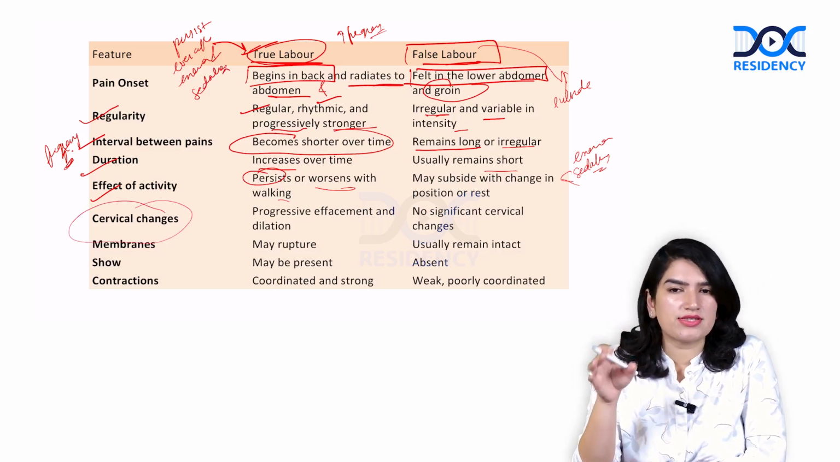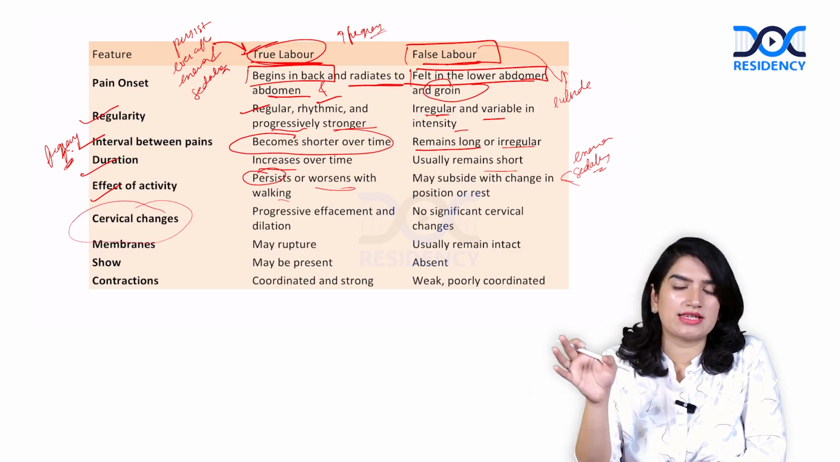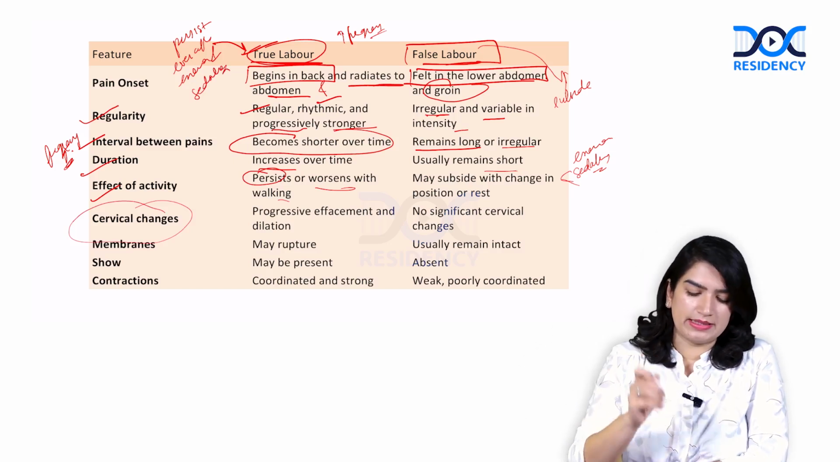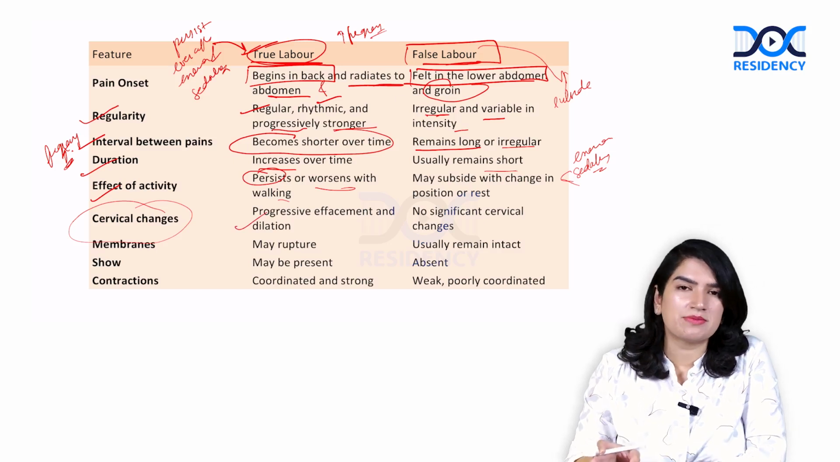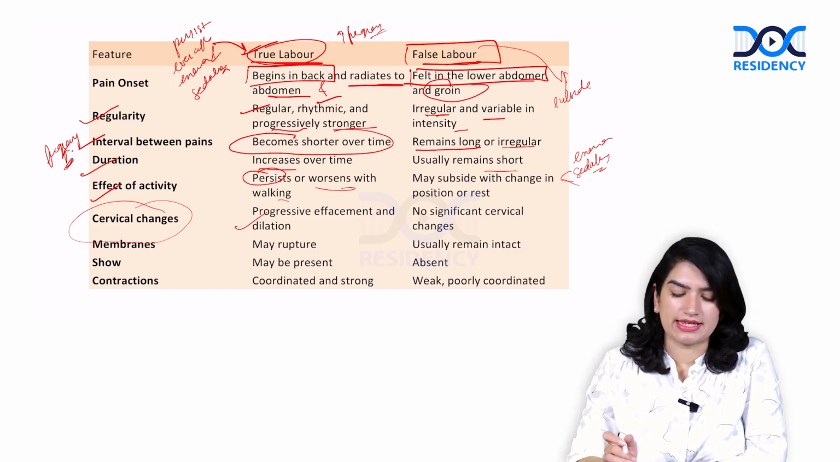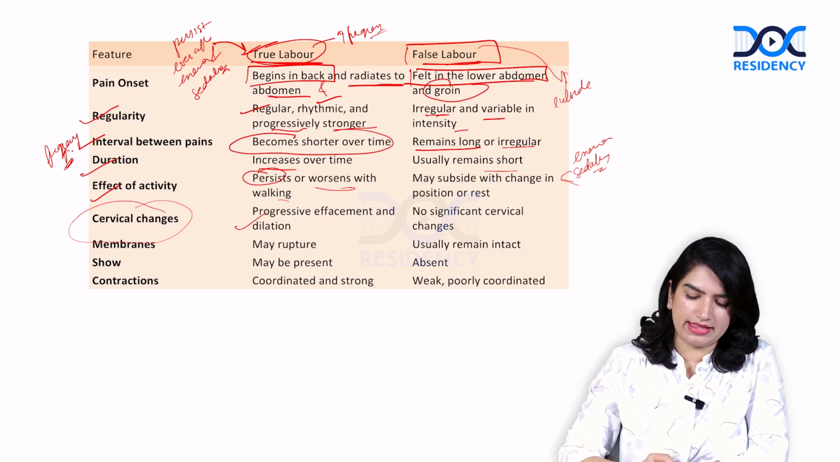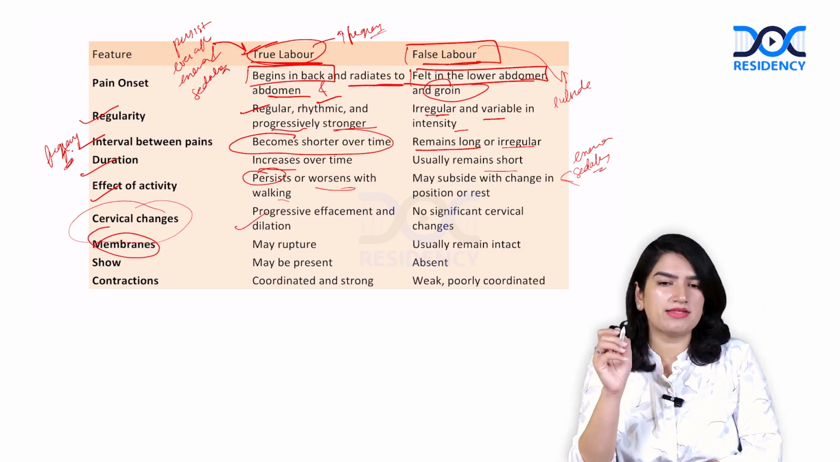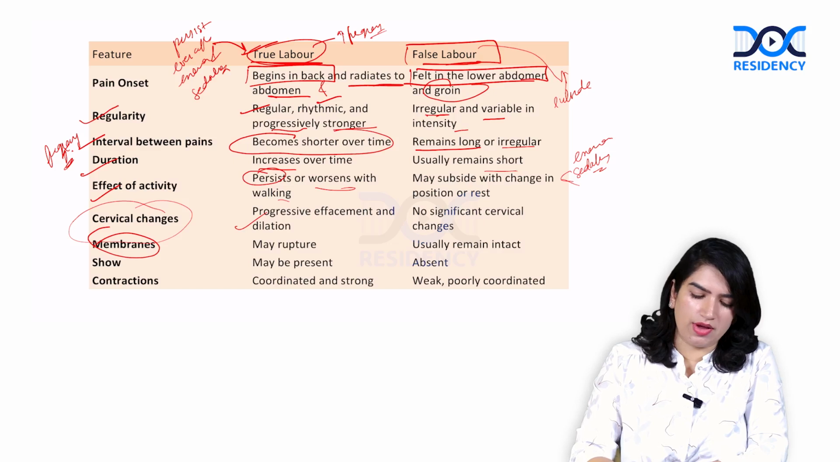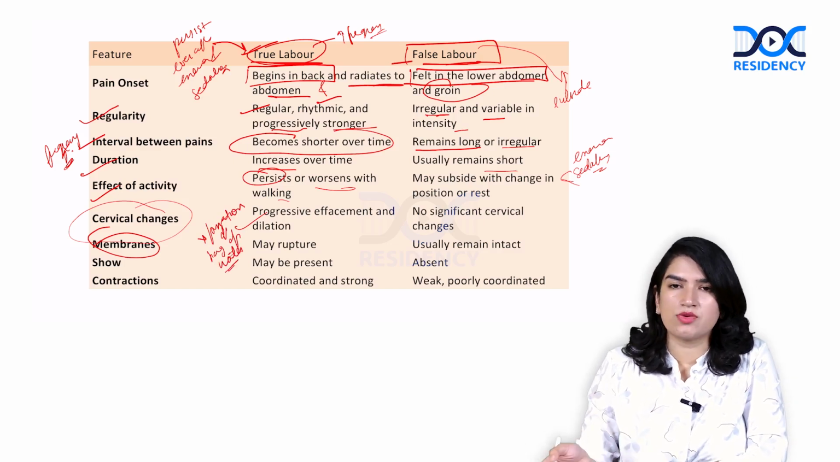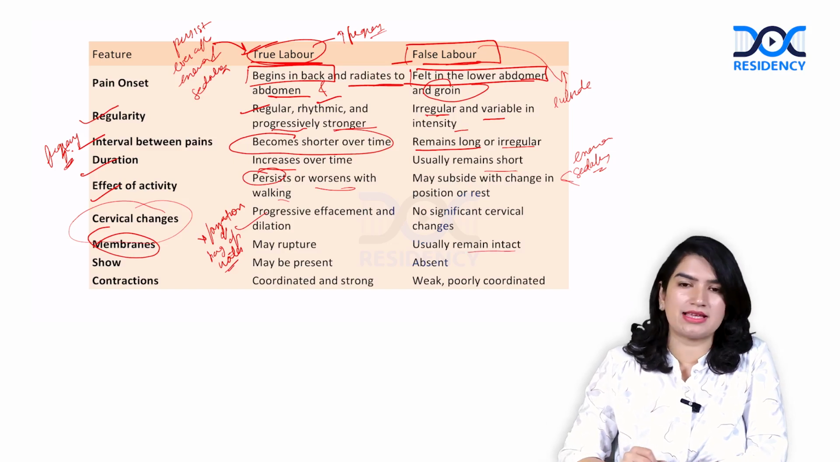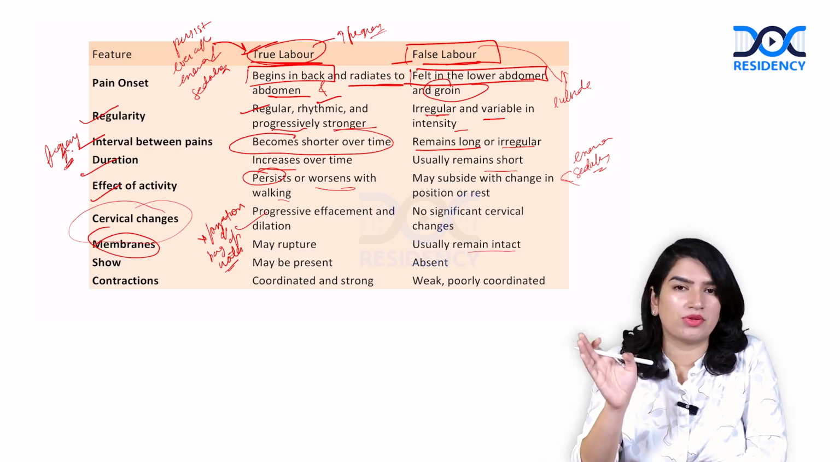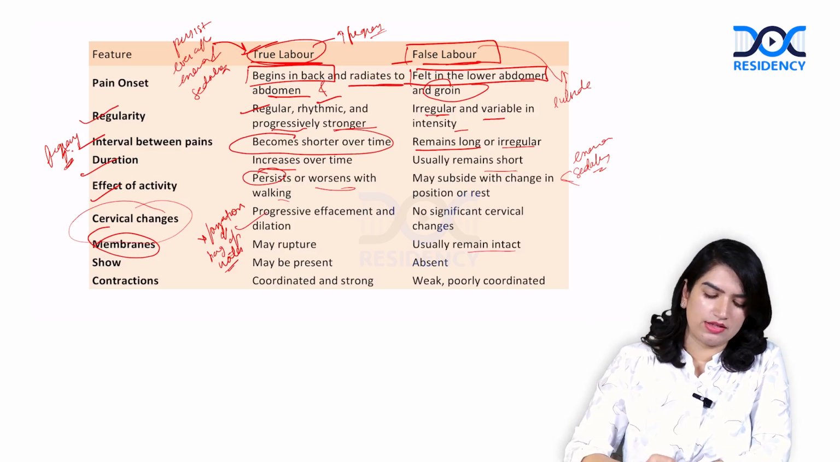Coming to cervical changes, there are no significant cervical changes in cases of false labor, but we have a progressive effacement and dilatation of the cervix in cases of true labor. What about membranes? In true labor, you have formation of the bag of waters. In case of false labor, there is no such bag of waters and the membranes are intact and well opposed with the presenting part.